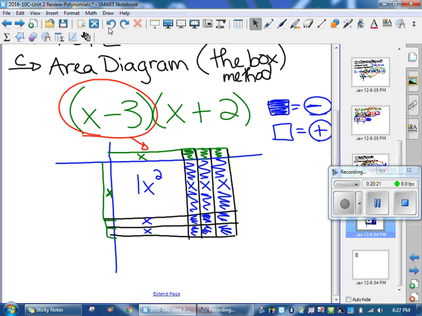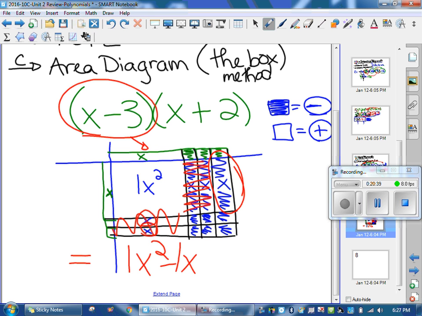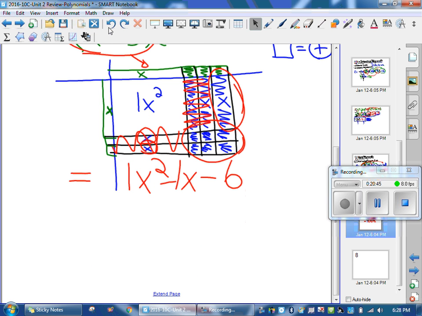I've got 1, 2, so 2 positive x's. They're going to cancel out 2 of my negative x's, so those don't belong anymore. I'm left over with a negative 1x. And then I've got these baby 6's here. I've got negative 6 constant. So our final answer is going to be 1x squared minus 1x minus 6. So that's using algebra tiles.